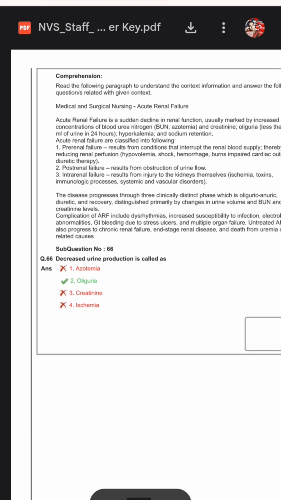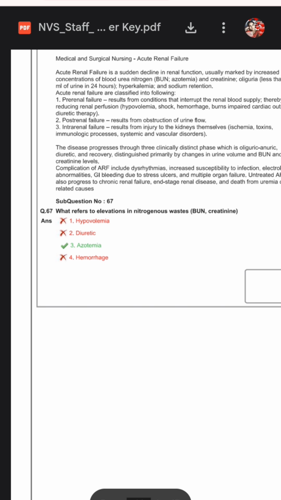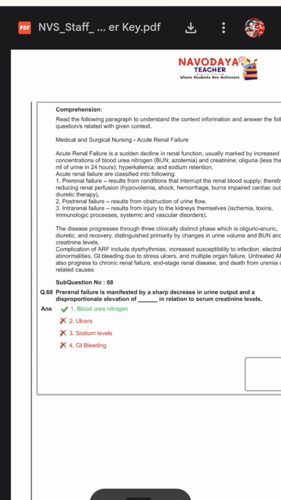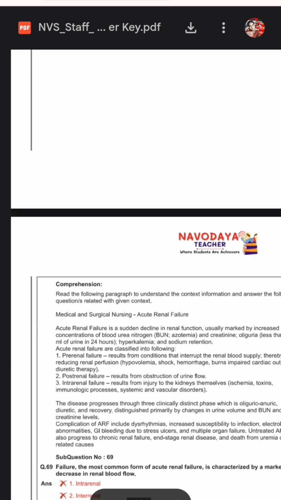Decreased urine production is called oliguria. What refers to elevations in nitrogenous waste? The correct answer is azotemia. Pre-renal failure is manifested by a sharp decrease in urine output and a disproportionate elevation of blood urea nitrogen in relation to serum creatinine levels. The correct answer is blood urea nitrogen.